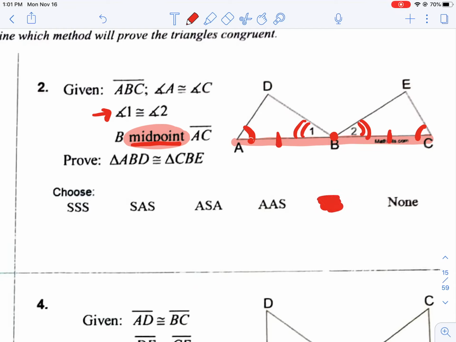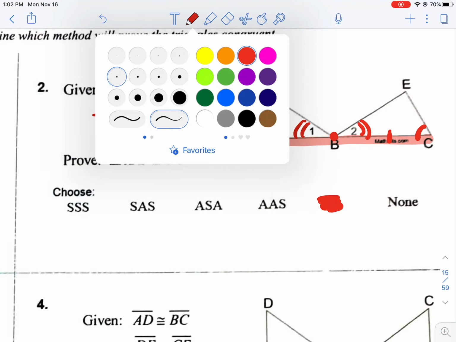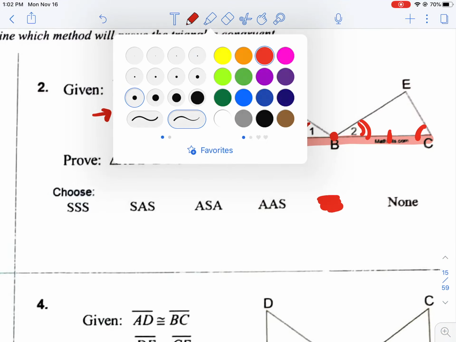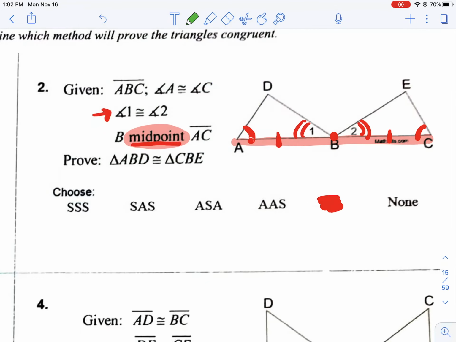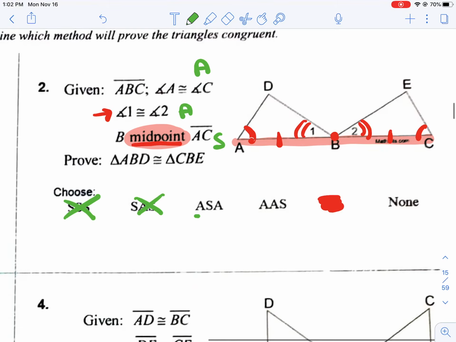So again, cross out this HL. How are we going to show these triangles are congruent? Well, let's do our trick. First, I'm going to eliminate what I can. We have an angle, and a side. So there's no way it could be SSS. There's no way it can be SAS. So it's one of these 2. How are we going to figure it out?